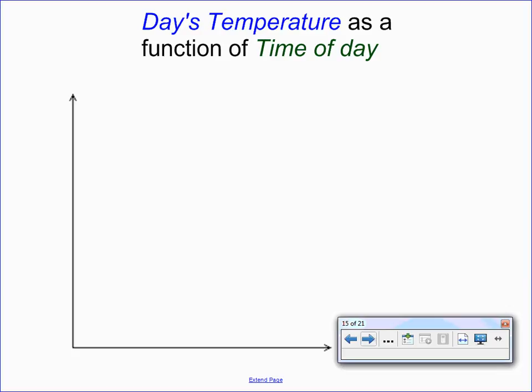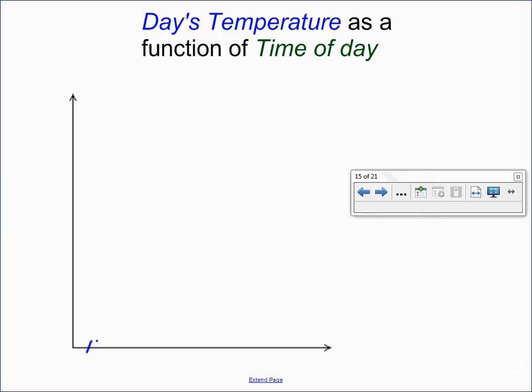If we have the day's temperature as a function of the time of day, let's do the number of hours since midnight. We could have a little train tracks here, and we'll start off at 5, 6, 7, and then go all the way out. Then our y-axis is the degrees Fahrenheit for the temperature as the day progresses. So here we would have my f at 5, my degrees Fahrenheit at time t equals 5 hours since midnight, and that might be something like 52. Meanwhile, at 4 in the afternoon, or 16 hours since midnight, we might have something like 73.